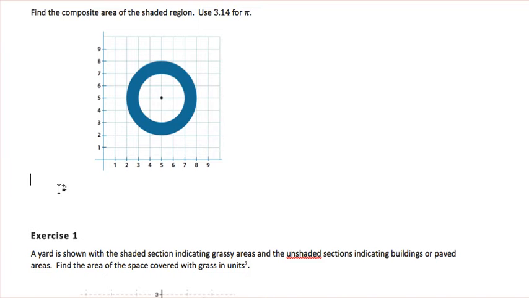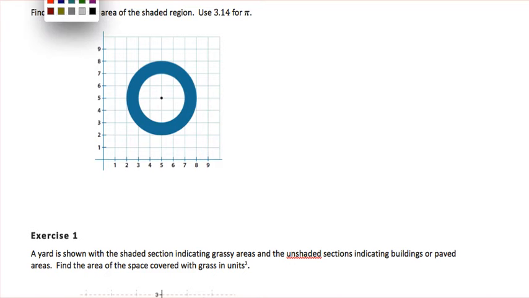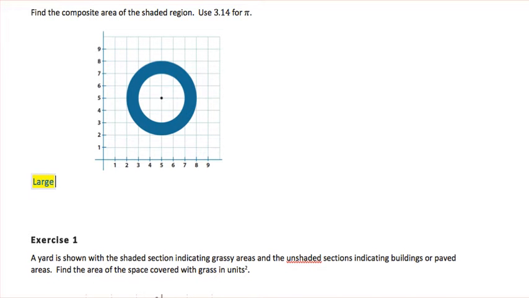Our larger circle has a diameter of 6. On the coordinate plane, I know that because this side is on 2, 5, and this side is on 8, 5. And the difference between 2, 5 and 8, 5 is 6 units. So its diameter is 6.